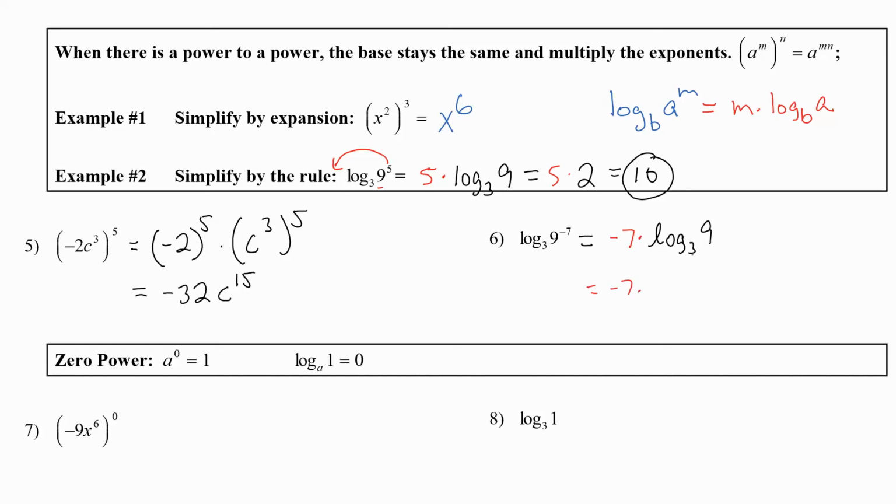So 3 to what power is 9? And again, that is 2. So negative 7 times 2 is negative 14. There's another way of doing this problem, but that's just using that rule.